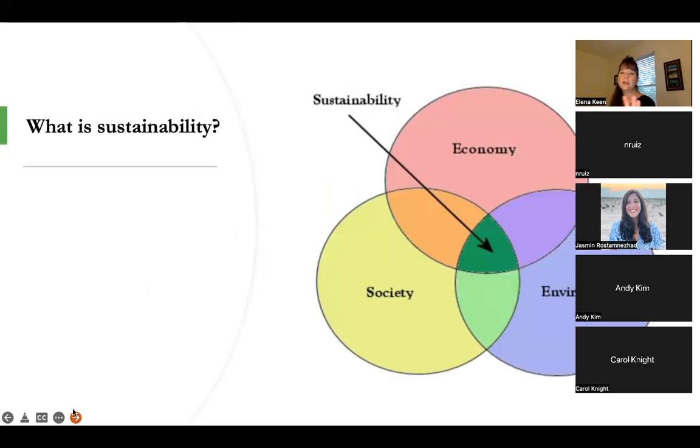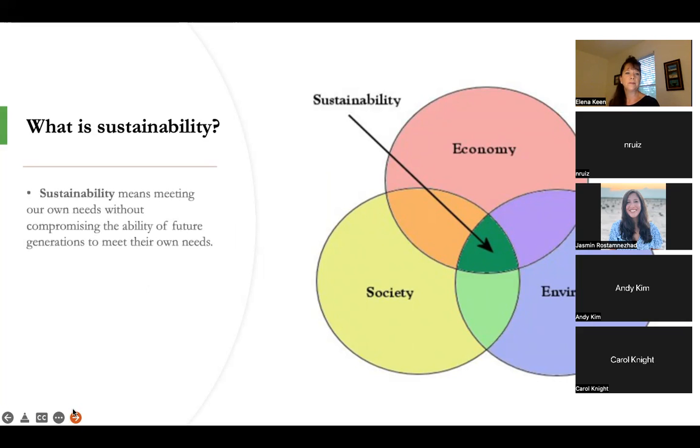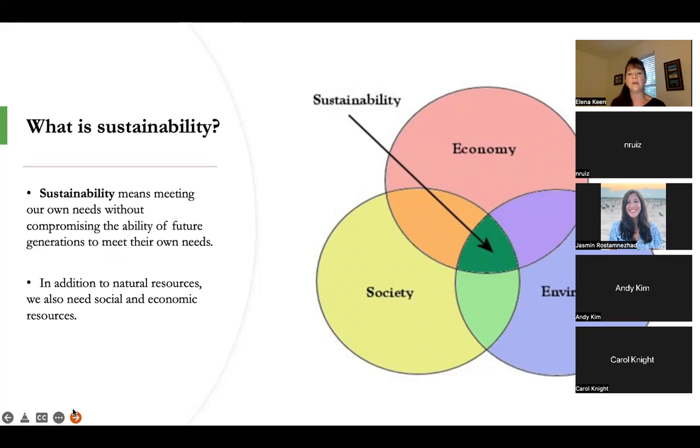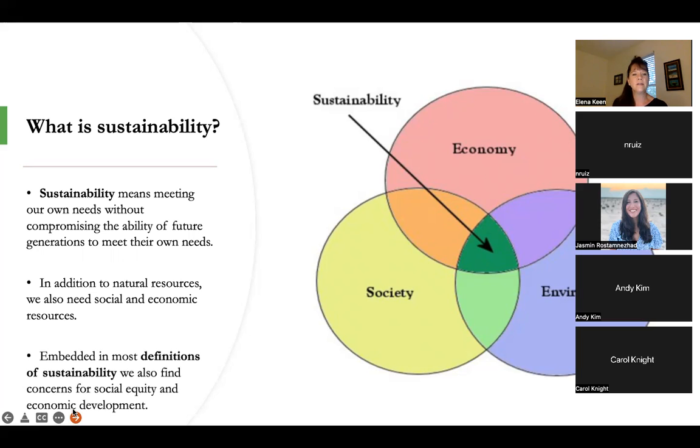Sustainability, again, is the connection of economy, society, and the environment, and that sustainability component is the center. It means meeting our own needs without compromising the ability of future generations to meet their own needs. In addition to natural resources, we also need social and economic resources. And embedded in most definitions of sustainability, we also find concerns for social equity and economic development.